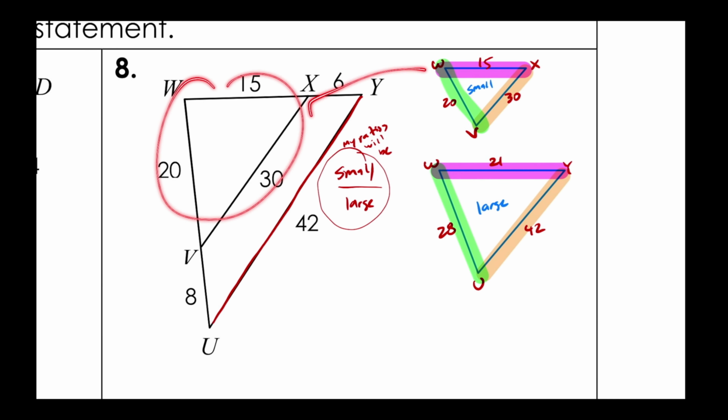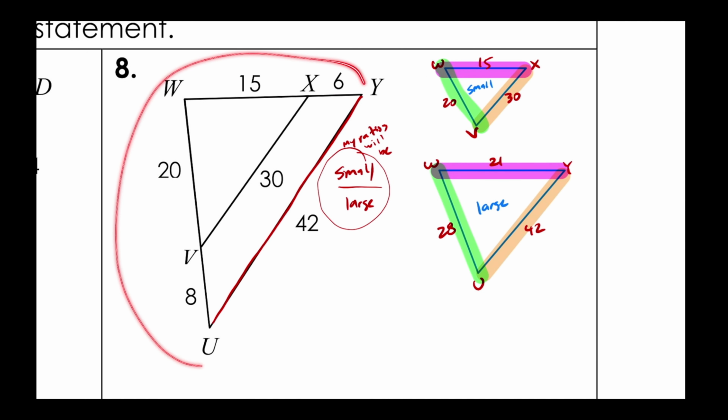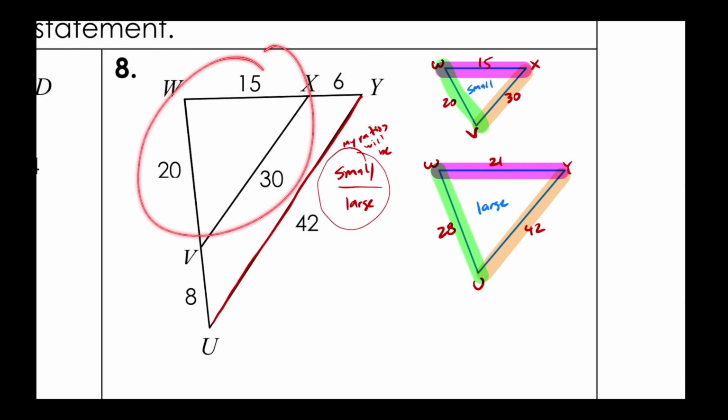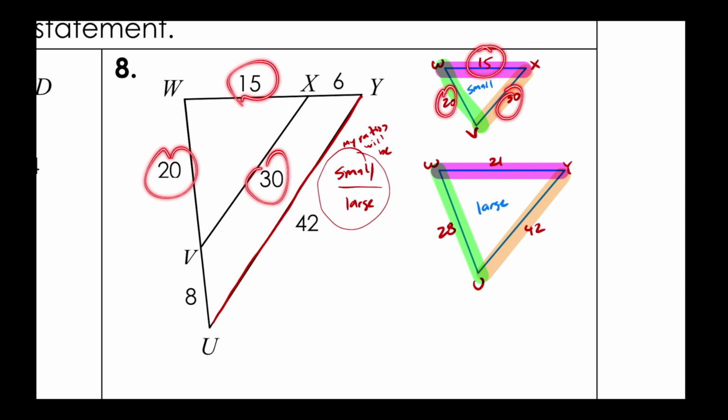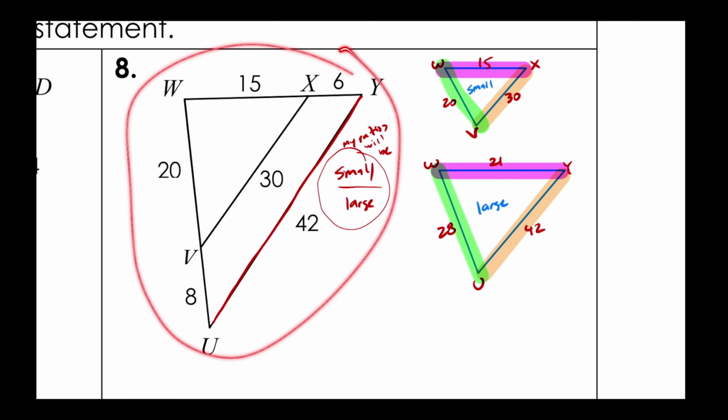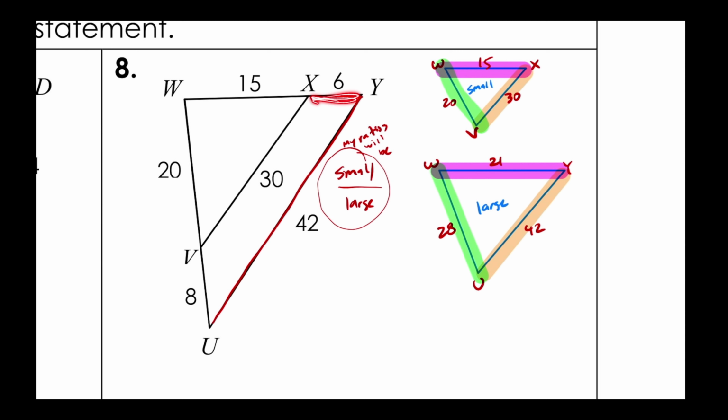We got the small triangle, put it right here, and we got the large triangle, put it right here. And then we said, okay, in the small triangle, the sides are 15, 20, and 30. That's 15, 20, and 30. And then the large triangle, some of you said, oh, the side is 6. And I said, no, the side is not 6.